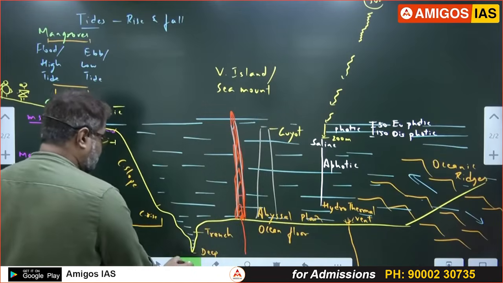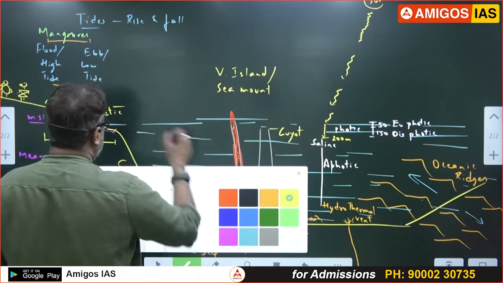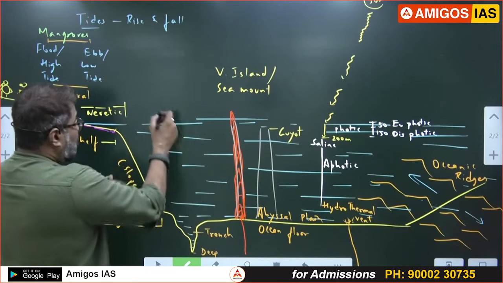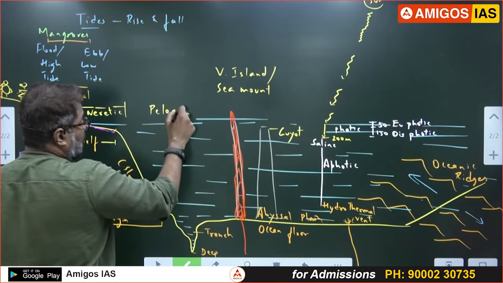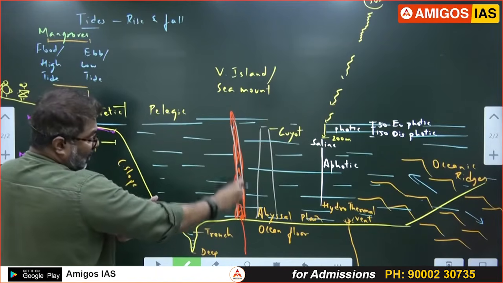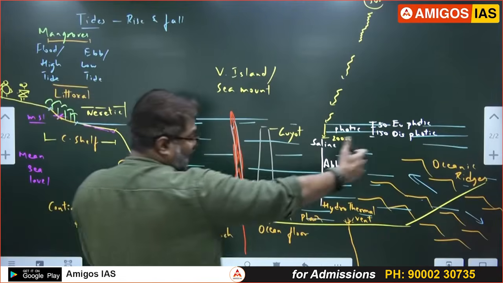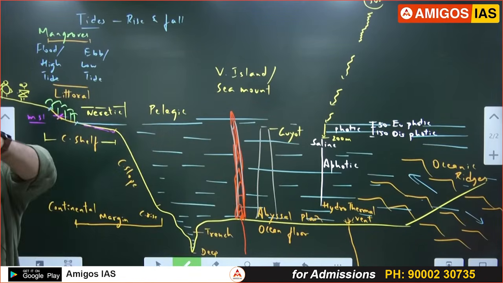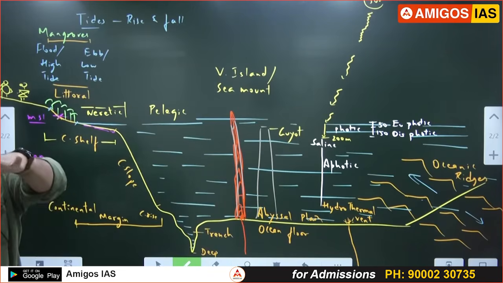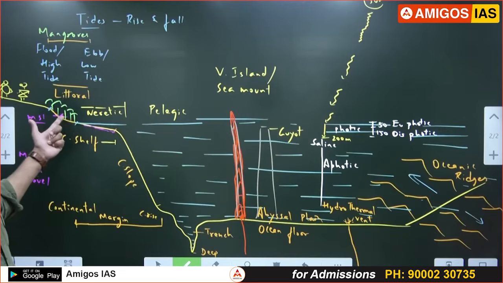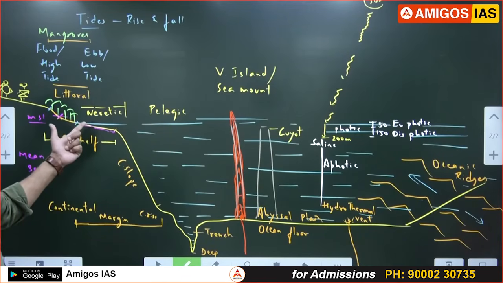After the neritic, see here. After neritic, this is all deep zone, the deep ocean zone. Here, we call this pelagic. Pelagic, up to here. If these two were not there, I would have said all this is pelagic. Pelagic is a deep ocean zone. What is pelagic? Deep sea zone. Neritic is shallow water zone. Littoral is dry and wet zone.